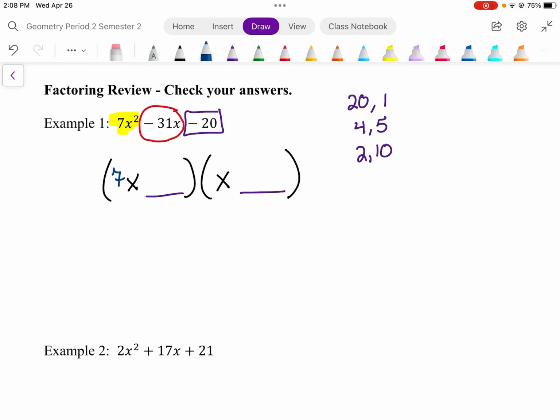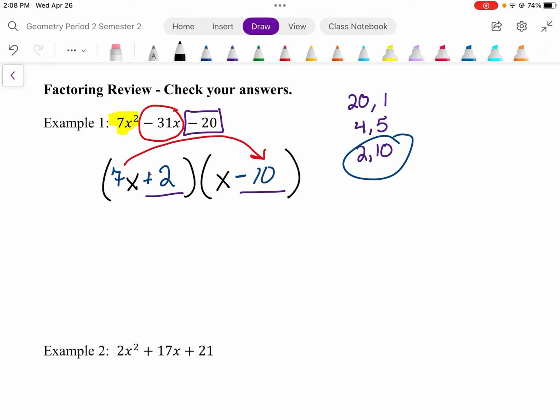So we need to figure out, because it's negative 31x, I'm going to assume that we're going to need more negatives when we distribute. So I'm going to put the negative in the second set of parentheses, because when we distribute, we're going to multiply this negative 7 by whatever value is there. So my first guess, if we do 2 and 10, so let's say we have 2 and 10 there.